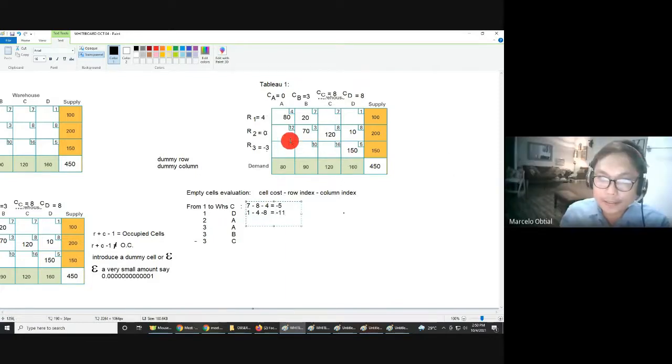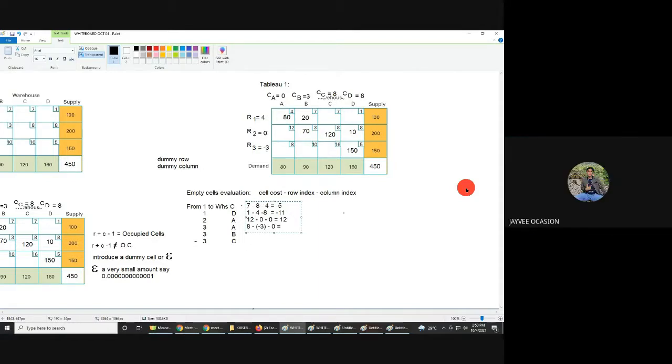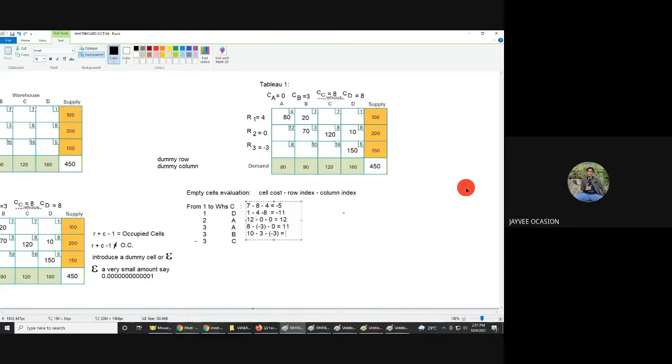Next empty cell is this 12 minus 0 minus 0. Answer, please. 12, no? 12. Next, here, 8 minus negative, be careful pag may negative class, negative 3, okay, minus 0. Answer, please. 11 po. Okay, 11. Okay, next, 10 minus 3 minus negative 3. Answer? 10 po, sir. Okay, 10.